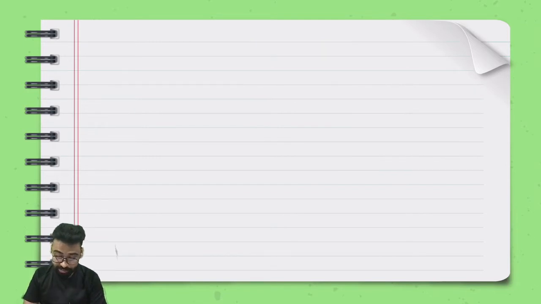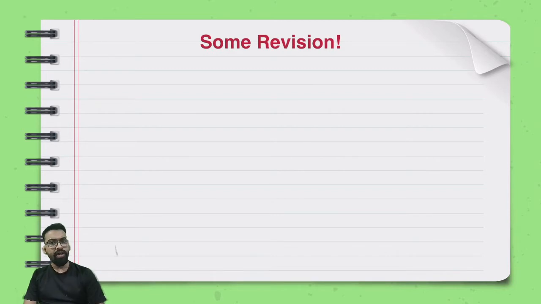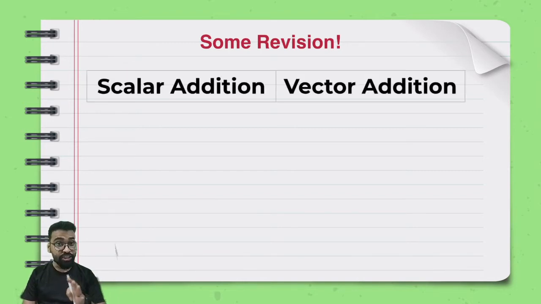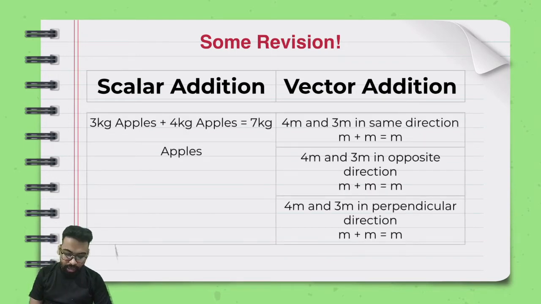Now, what exactly do we have? First of all, we are revising something because this is going to be related to what we have already done. I hope everybody remembers we are talking about scalars and vectors. If I want to talk about the addition aspect of both, I can say very easily that with scalar addition, your simple algebraic functions apply: 3 kg apples plus 4 kg apples will always give you 7 kg apples.